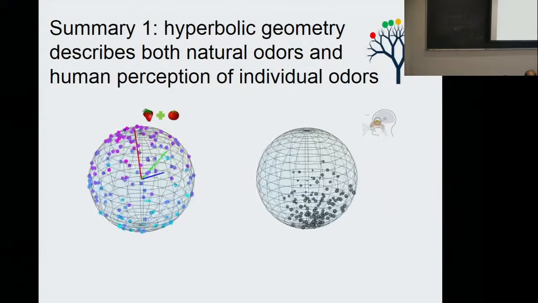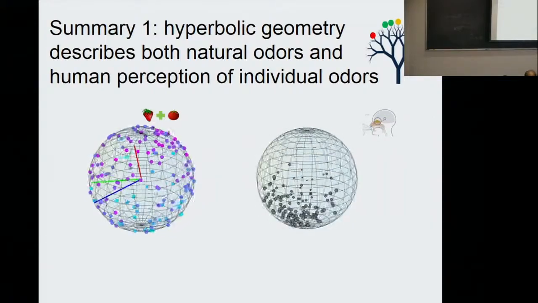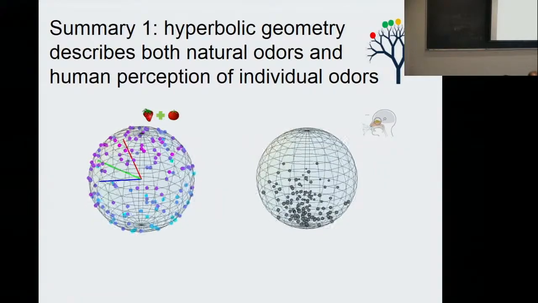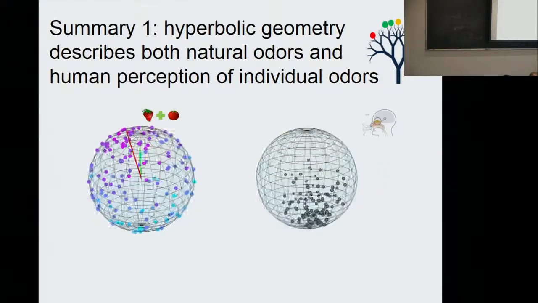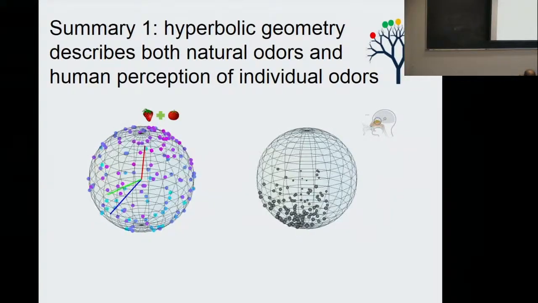This is from Nature World. This is analysis of a different data set. Now human perception. So we skipped from Nature. This is the Dravnieks data set from 1985 of different synthetic odors that were ranked by human observers. And in that case, we also found that a three-dimensional hyperbolic space describes the data.